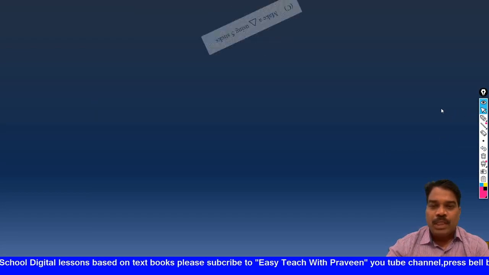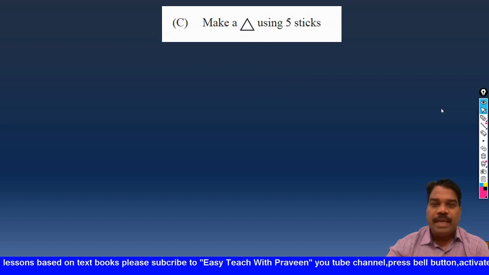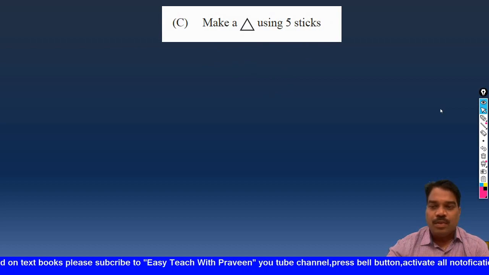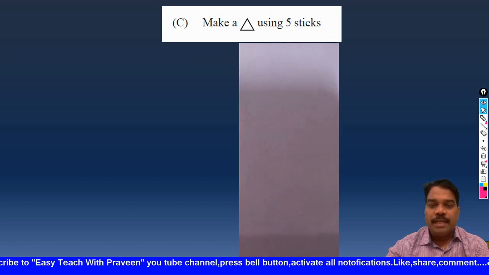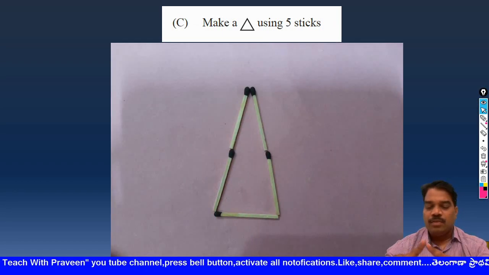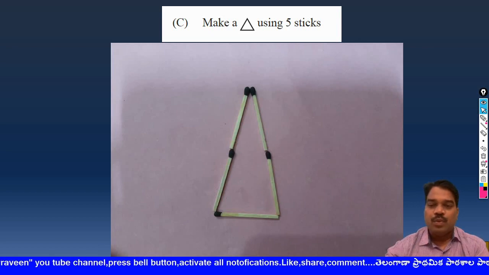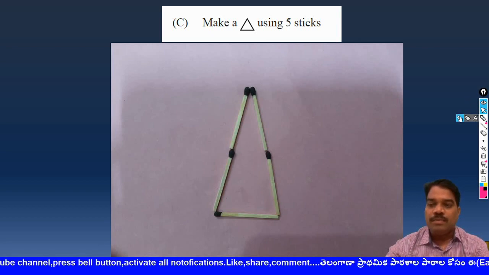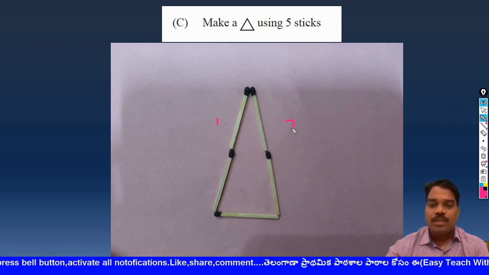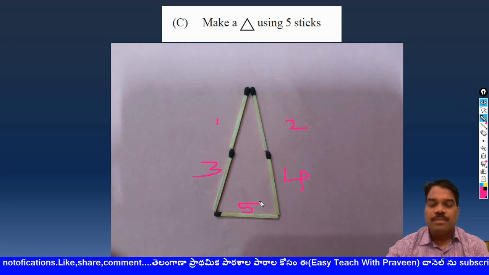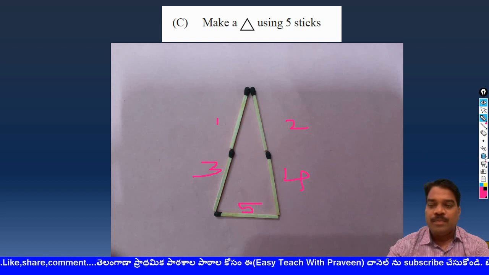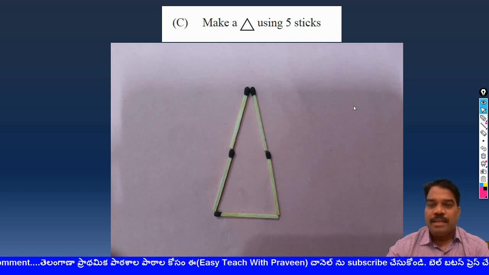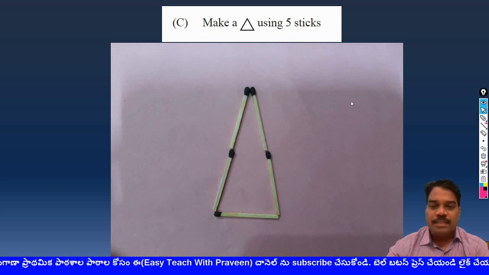Okay, now next question. Make a triangle using 5 sticks. So how can we make it using 5 sticks? Yes, we can make it. So this is the shape. You see, observe and count these: this is 1, this is 2, this is 3, this is 4, and this is the 5. So this is the triangle, and we have made a triangle with 5 matchsticks.